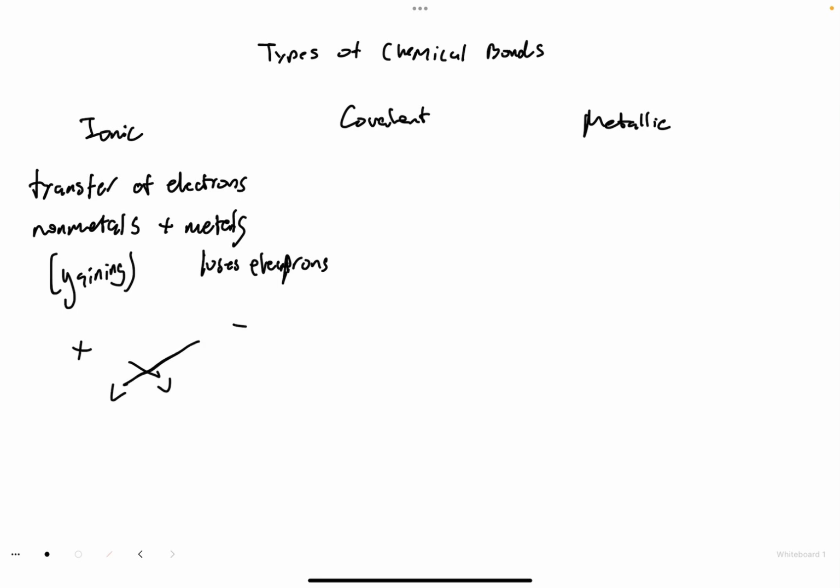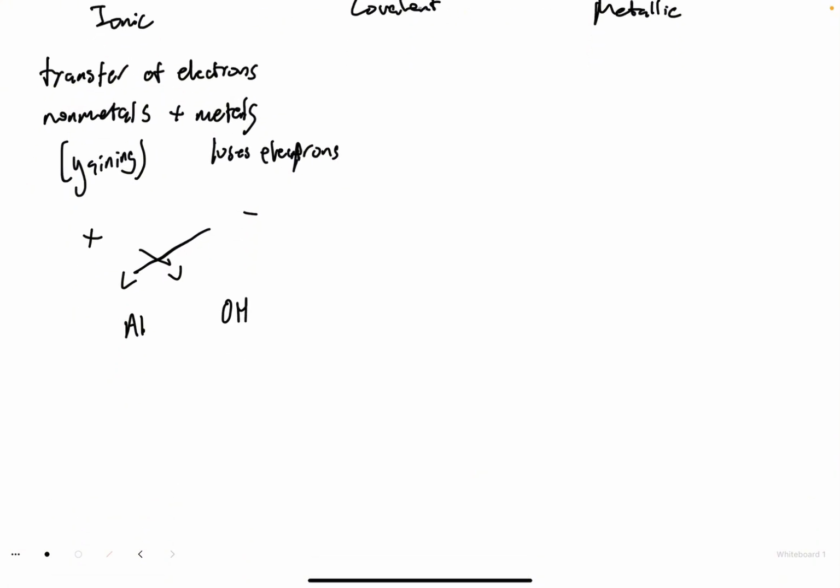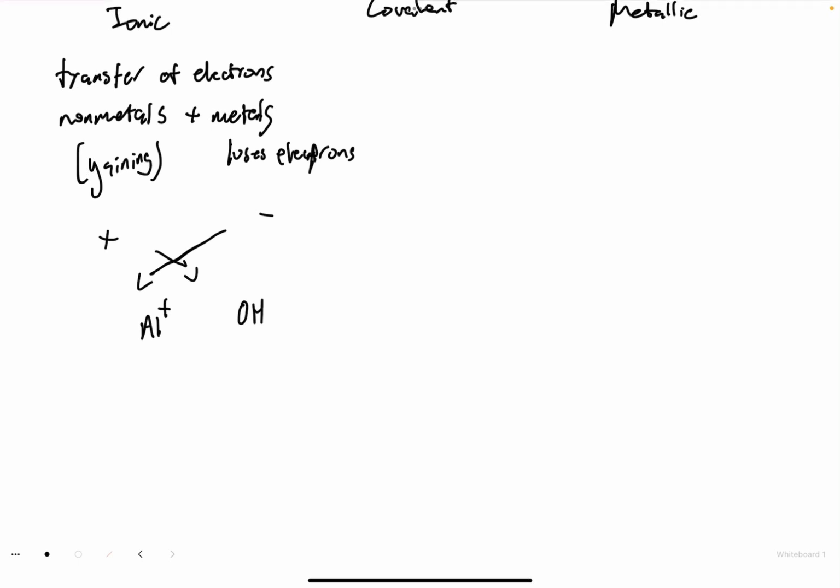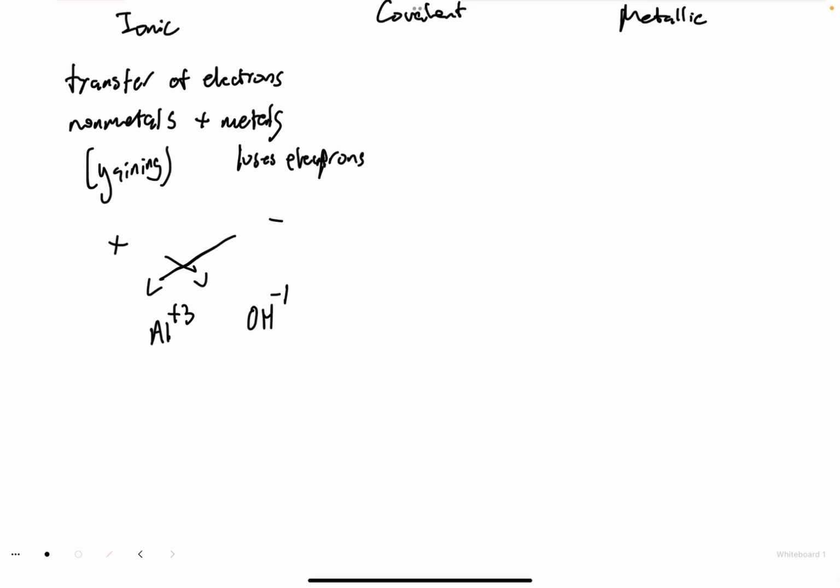So say you have aluminum and you have a hydroxide. So aluminum is +3 and hydroxide is -1. So you need to cross. So basically it's AlOH3.